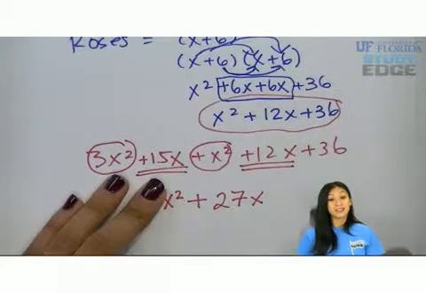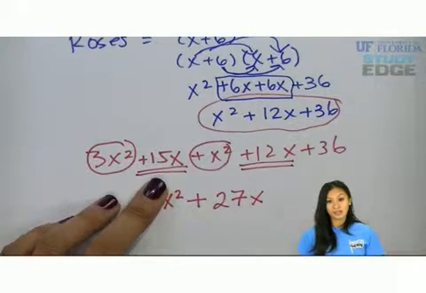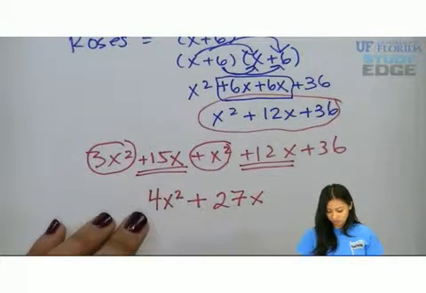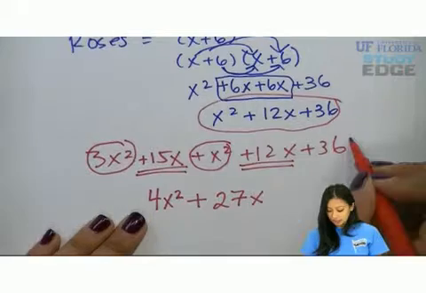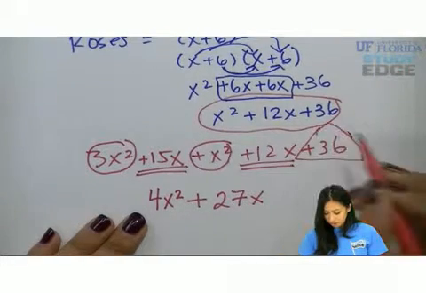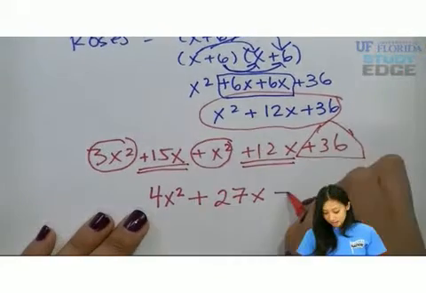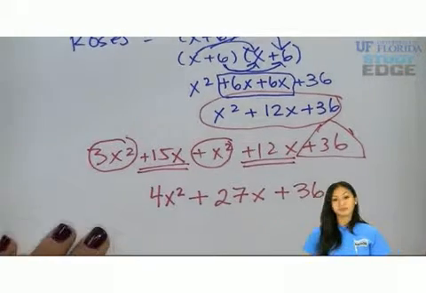Don't believe me? Try that in your handy-dandy calculator. You always get one on that EOC, so don't hesitate to use it. 27x. Finally, I have that plus 36 all left over, all by itself. I'm just going to bring it down.